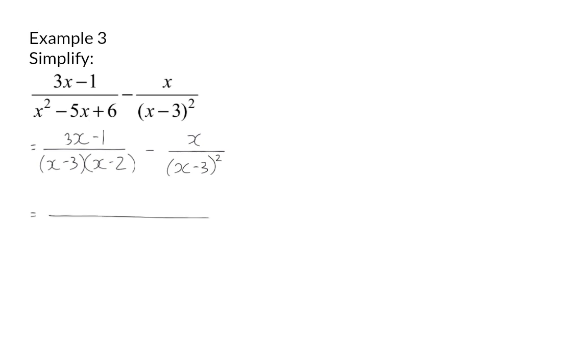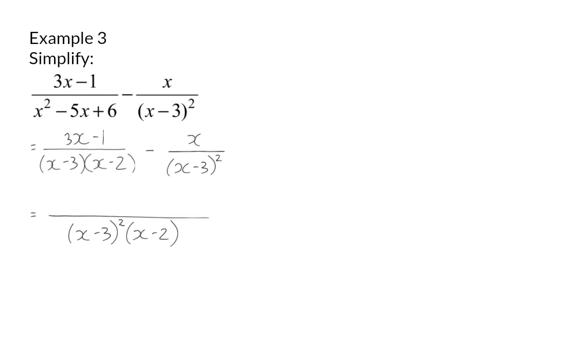To determine our common denominator, you should realize that x minus 3 is now in both denominators and the highest exponent is 2. Reminder that we always take the highest exponent of any factor because we can't make any denominator smaller than it was. Then we also need to multiply with the factor x minus 2.